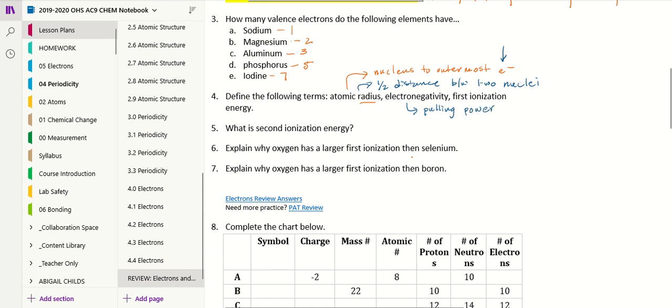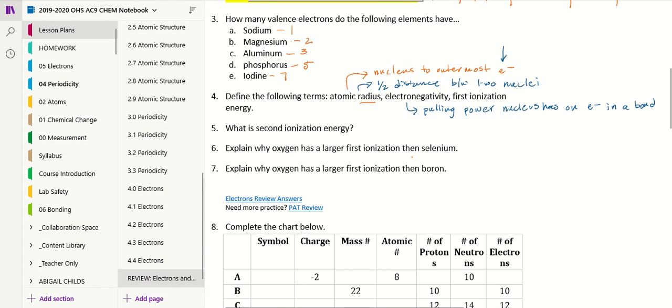Yeah, so the attraction between the nucleus and valence electrons, more specifically, it's the pulling power the nucleus has on electrons in a bond. Okay, we'll get into more electronegativity when we get into our unit on bonding.